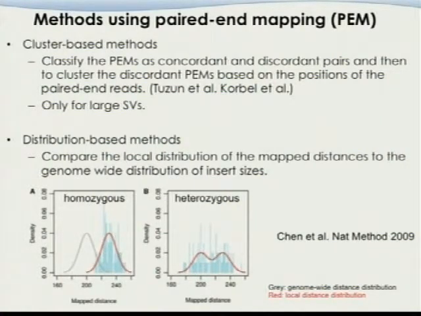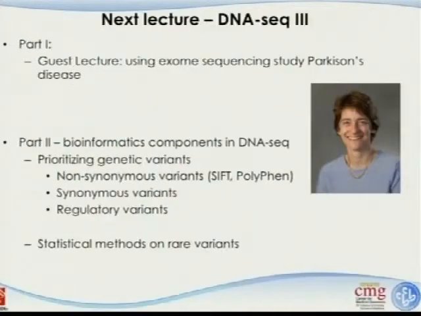And here, if you look at a distribution that looks like this, it will be the heterozygous insertion or deletion. One is really similar to what you expected, which is the same as the reference genome, and the other one has probably a couple of hundred base pair deletions. So this is a distribution-based method, and it's a very nice study. So it's very smart. So we're done today.